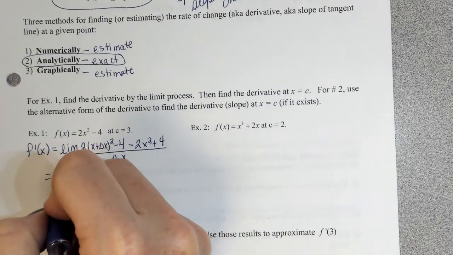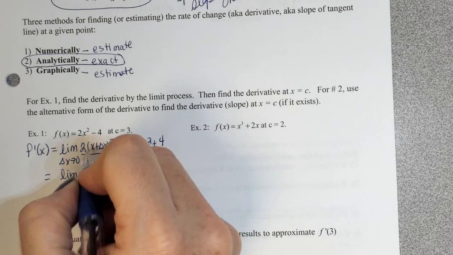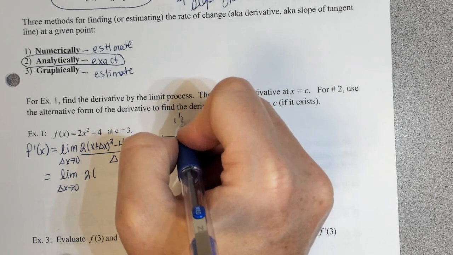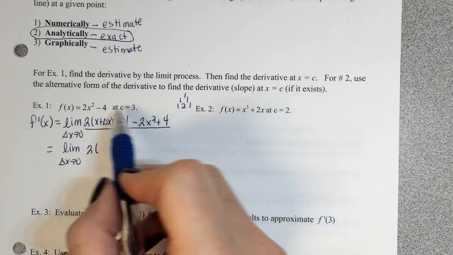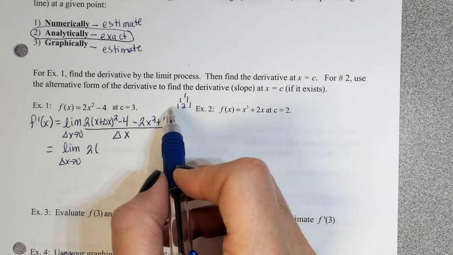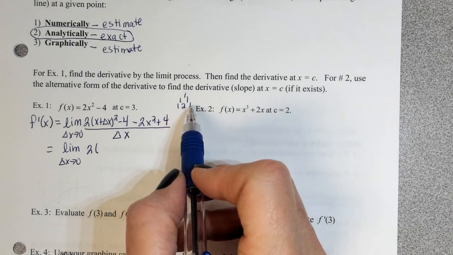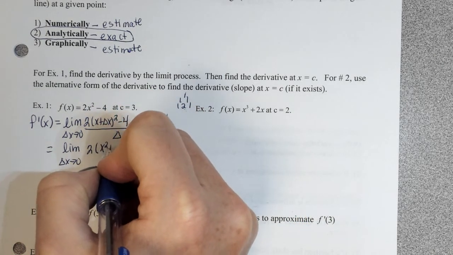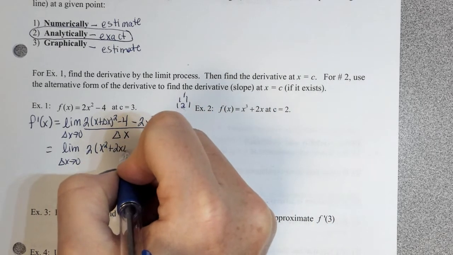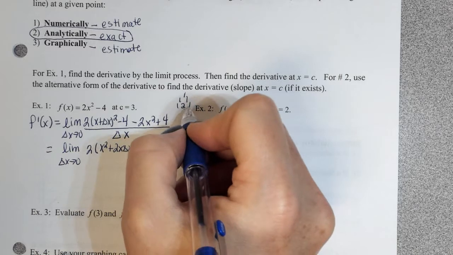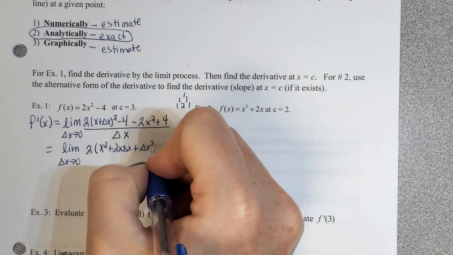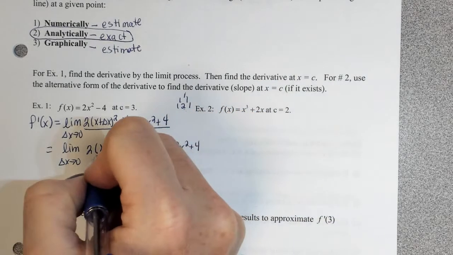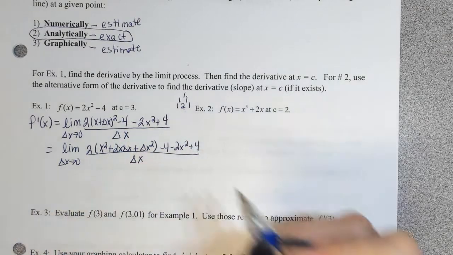So now we have the limit as delta x approaches 0. I have to do 2 times... I want to multiply this all out. If I need to, I could use Pascal's triangle to figure out what the coefficients are. To the second power, I use this row right here. This is to the 0, this is to the first, this is to the second. So I know my coefficients go 1, 2, 1, and then I have to do x squared plus 2x delta x plus 1 delta x squared minus 4 minus 2x squared plus 4 all over delta x.